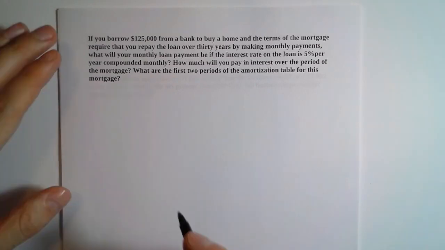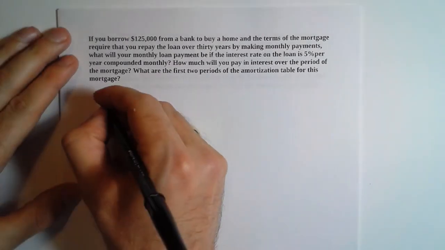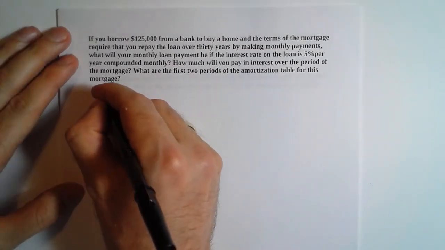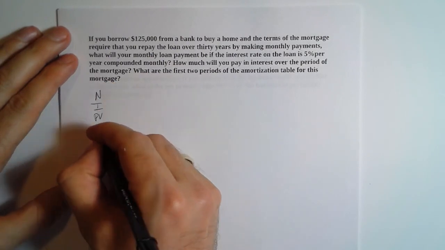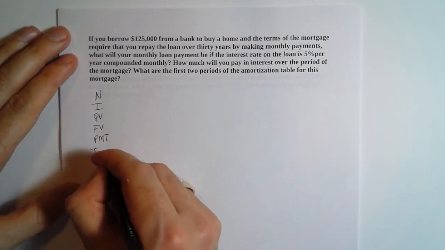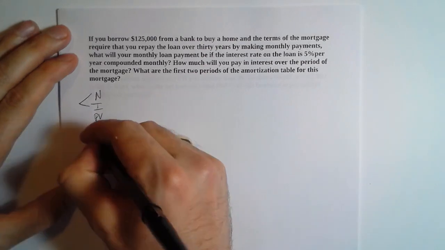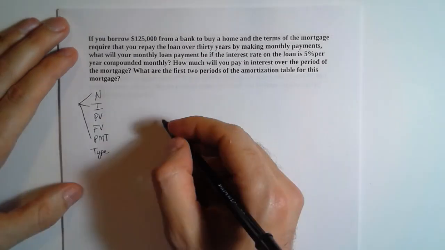So let's go ahead and figure out how much the monthly payment will be. If we go to our time value of money solver and look at our typical inputs, we're going to have N, I, PV, FV, payment, and then type. As usual, N, I, and payment must all correspond to the same length of time.